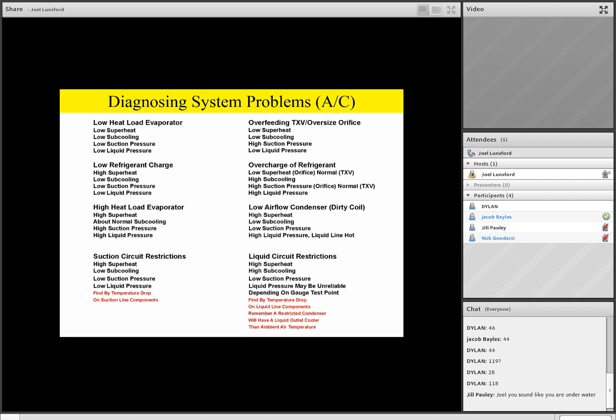If you have a low heat load on the evaporator, a technician may think this is a low charge because he has low subcooling, low suction pressure, low liquid pressure. But hang on a second. With a low heat load, in other words, we don't have enough airflow on the evaporator, and it's icing the evaporator up. We're not getting the proper heat flow or the proper airflow. It'll also drive the superheat low.